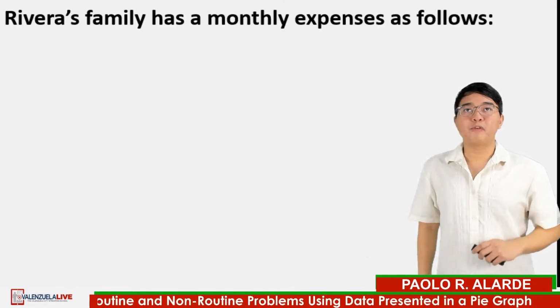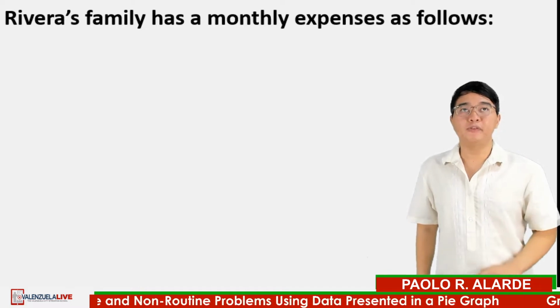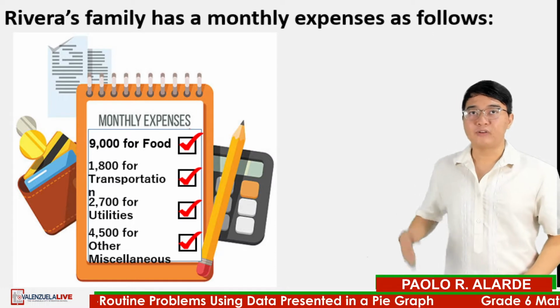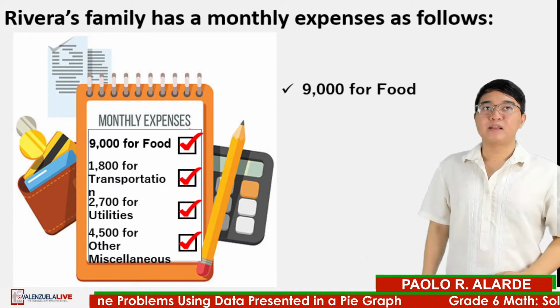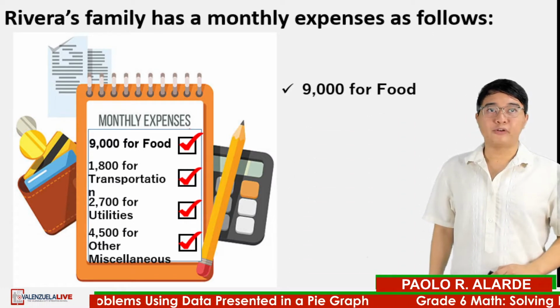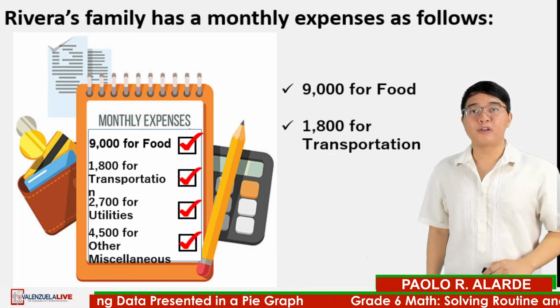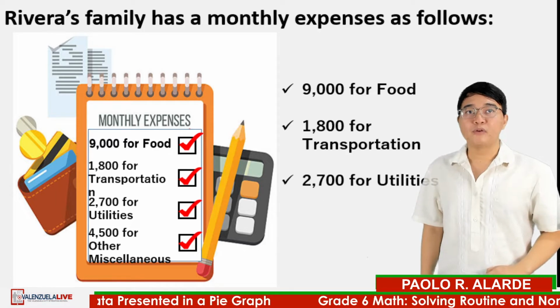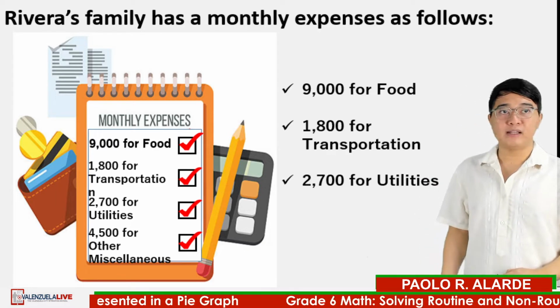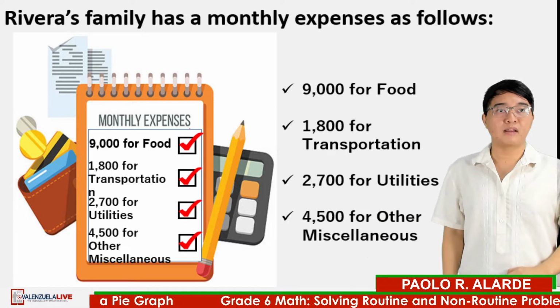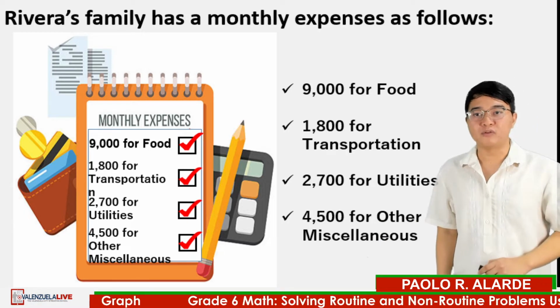So Rivera's family has monthly expenses as follows. Okay, so as you can see, 9,000 pesos for the food, 1,800 pesos for the transportation, 2,700 pesos for utilities, and 4,500 pesos for other miscellaneous.